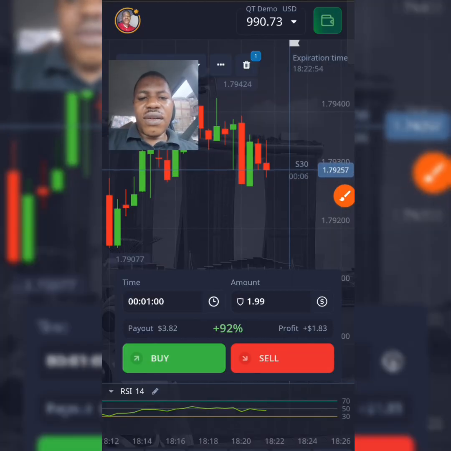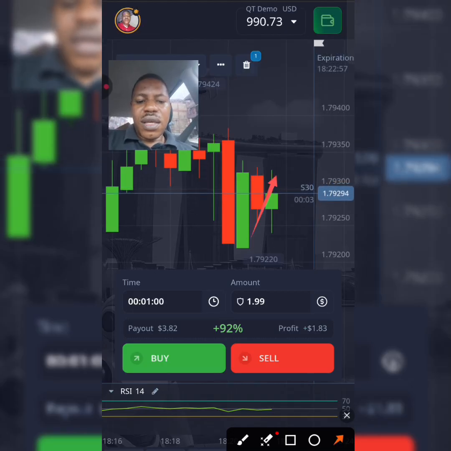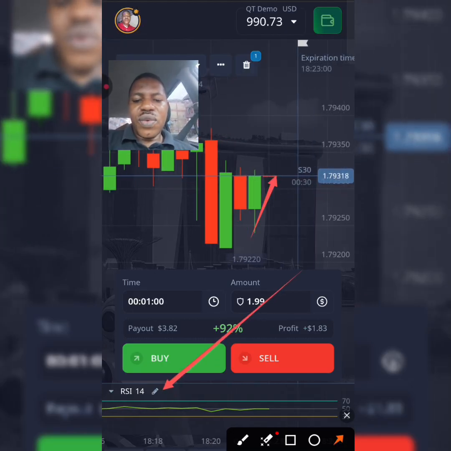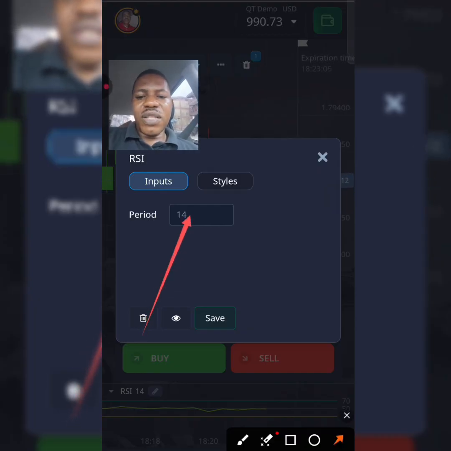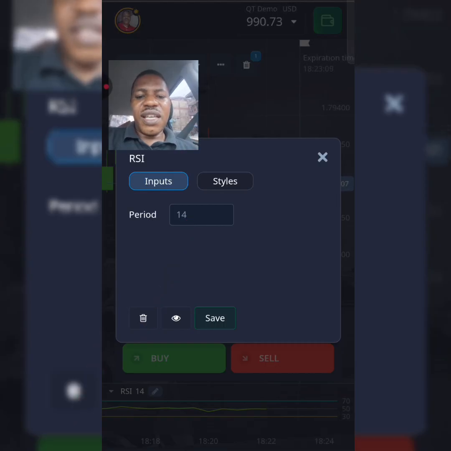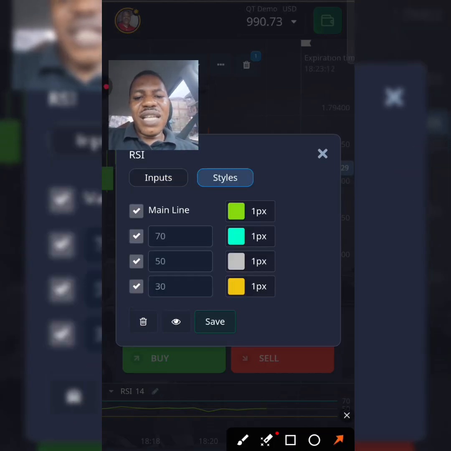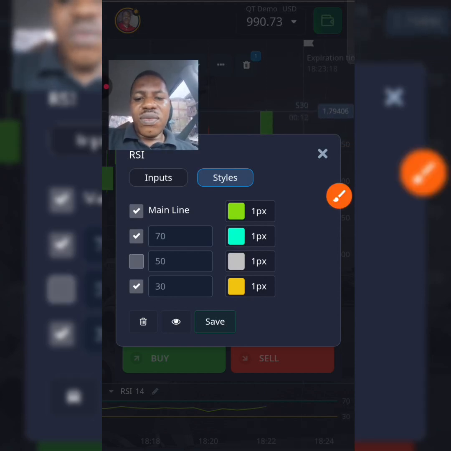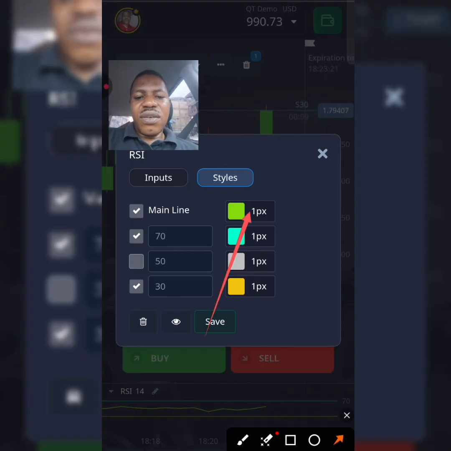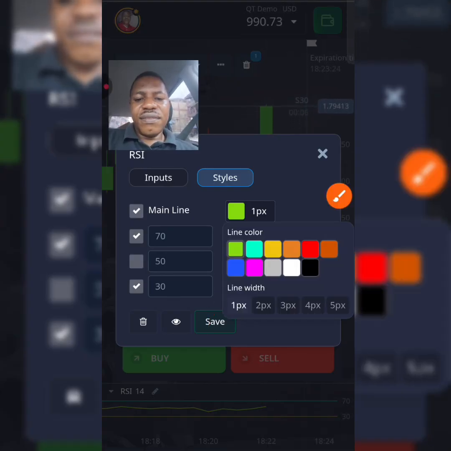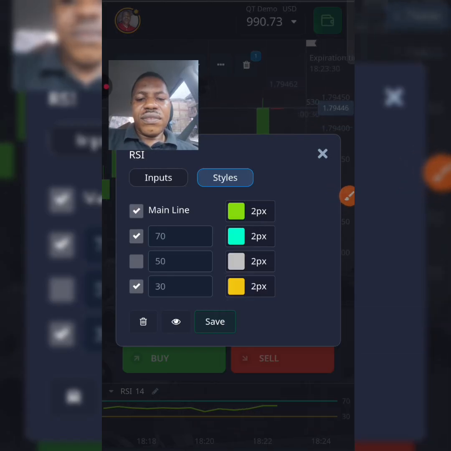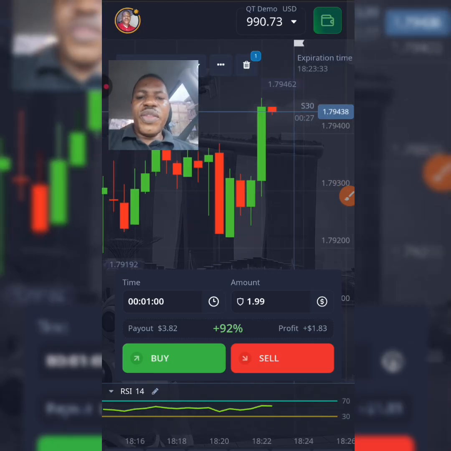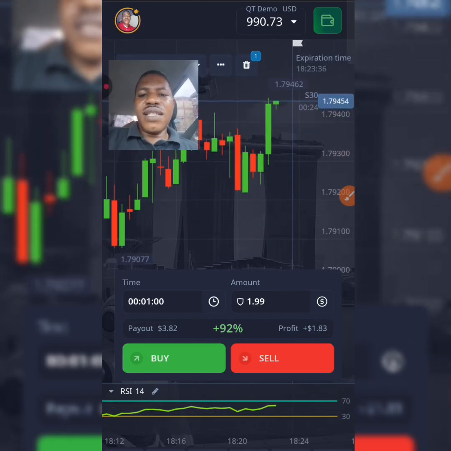Now I'll click on this pencil right here to edit it. Make sure the period is 14. The period depends on the platform you are using, but just make sure it is 14. Now on the style, we won't really change much, so it remains 70-30. We may turn off the middle line, and we can make the lines thick. Okay, and save.